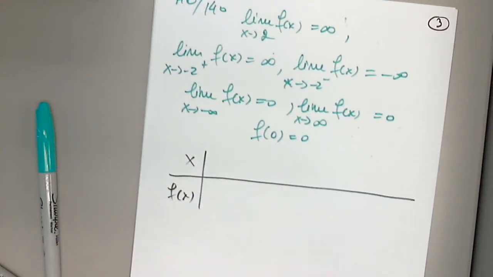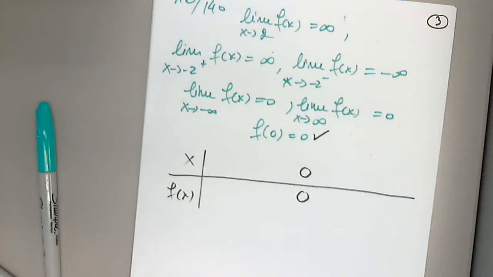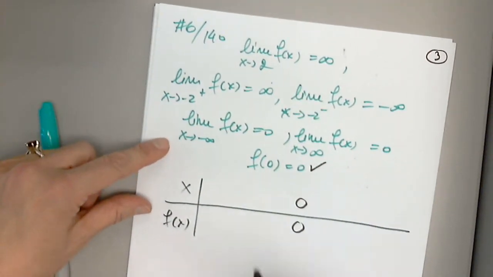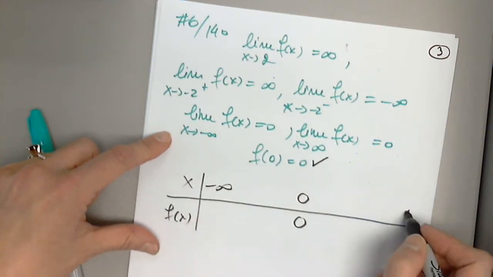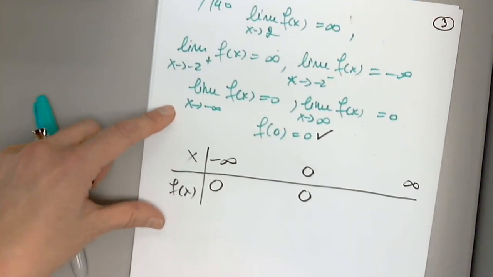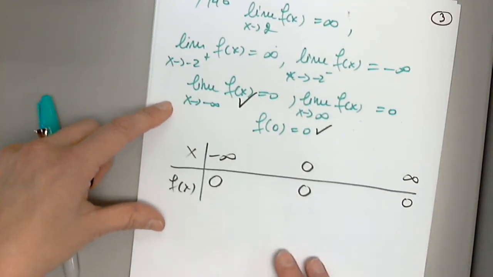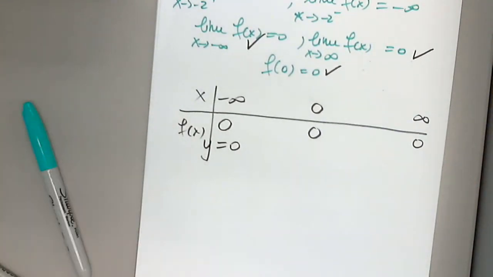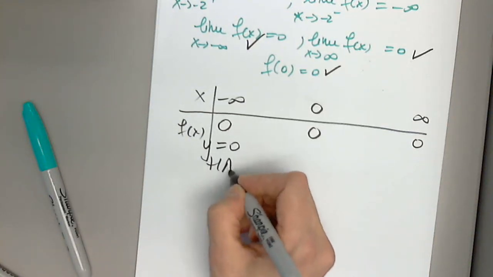So here's what I would like to start with. When x is 0, y is 0. Then I would like to continue with limit of f of x as x approaches negative infinity is 0. Done. And when x approaches infinity is also 0. Done. I will immediately write y equals 0 must be. Excellent.